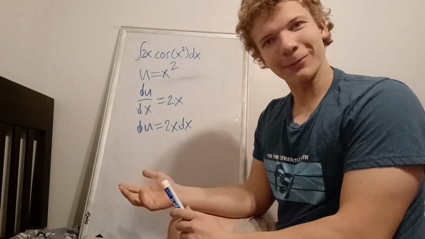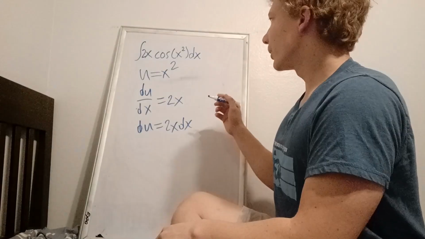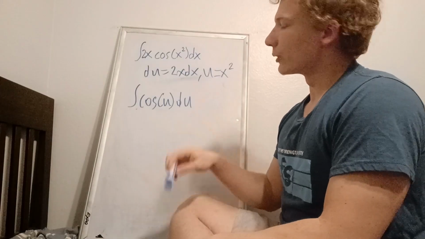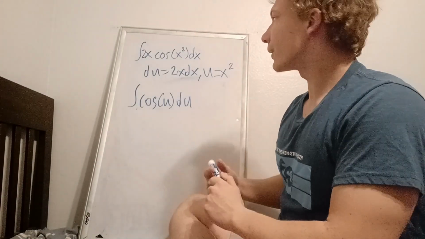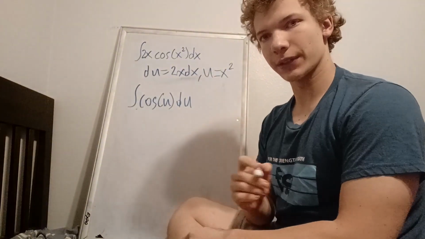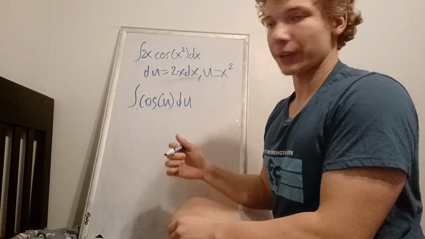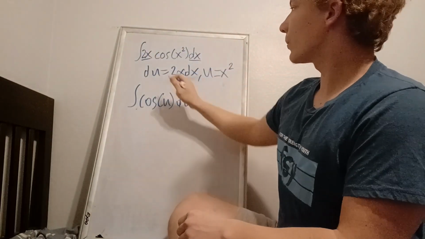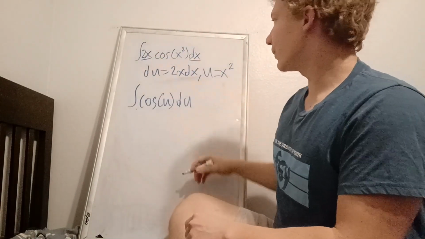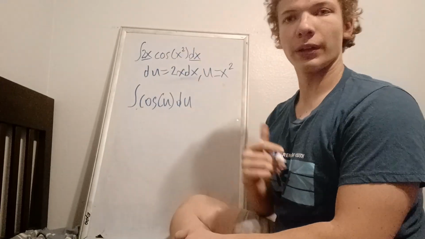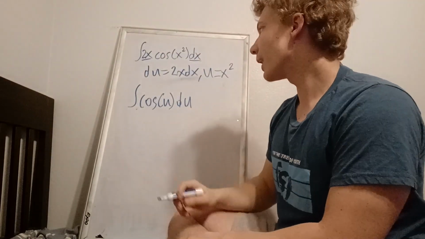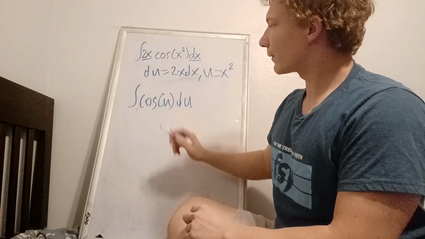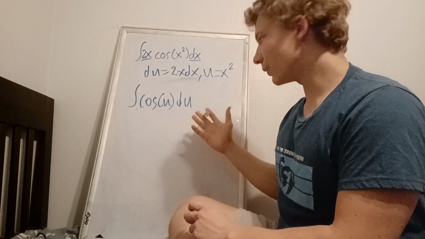Okay, well, what does that mean for the integral? It means that we can do this. Making those u substitutions, we see that if du equals 2x dx, well, we have 2x right here, and we have dx right here. So we can combine these to make a du, and then cosine of x squared, well, we made u equal to x squared. So we now have the integral of cosine u with respect to u, du.